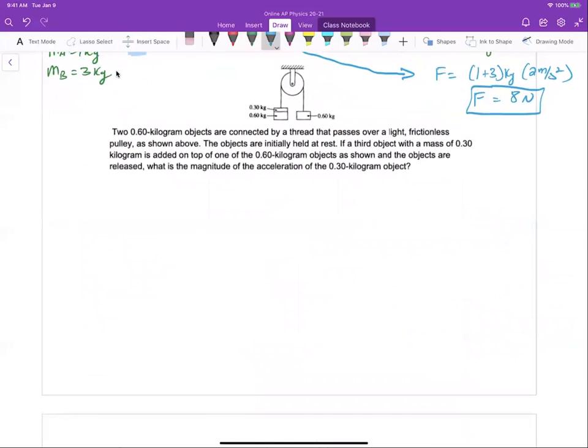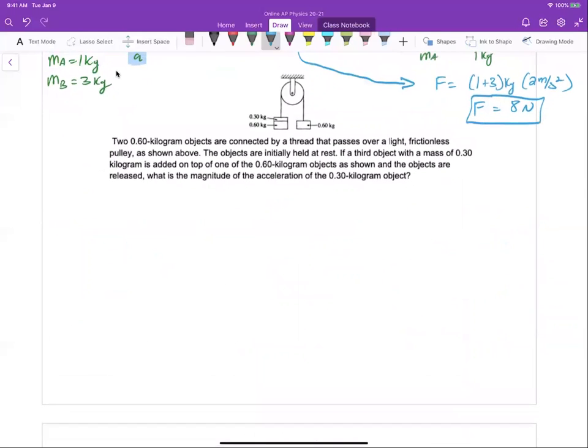Two 0.6 kilogram objects are connected by a thread that passes over a light frictionless pulley as shown. The objects are initially held at rest. Okay, so can you imagine if I didn't have this 0.3 there originally, it's just sitting there, both the masses are the same, that would make sense that they're at rest.